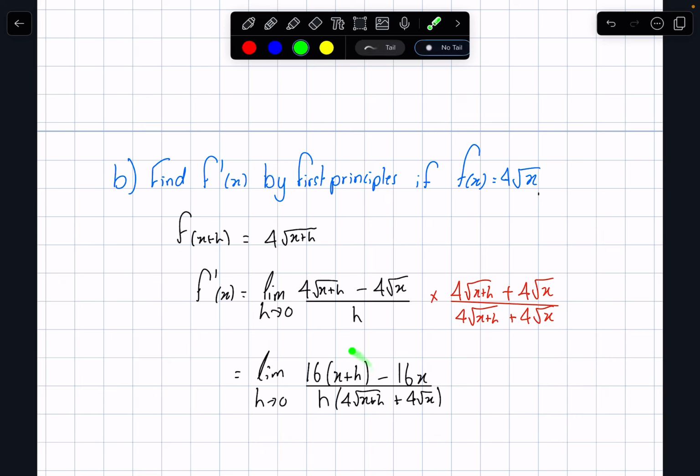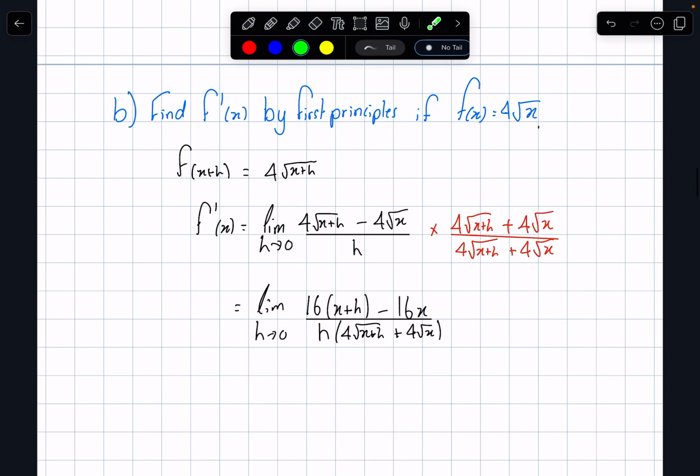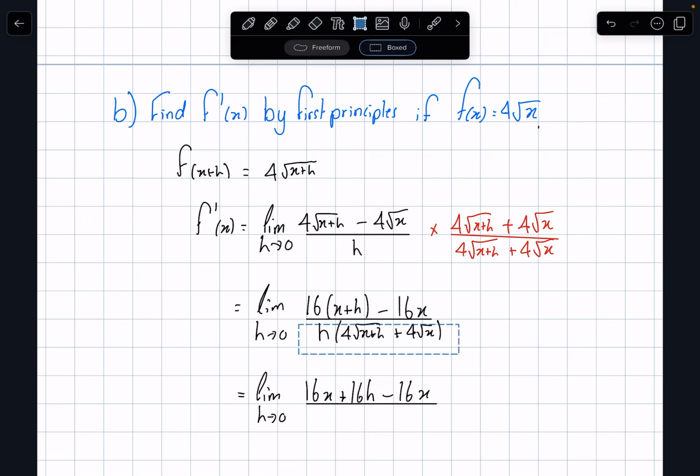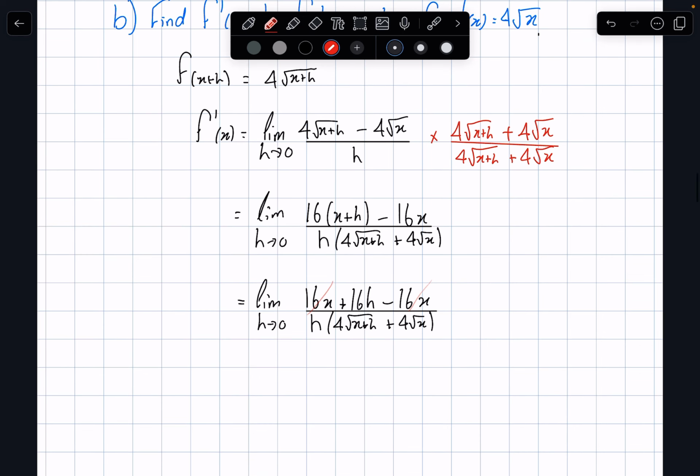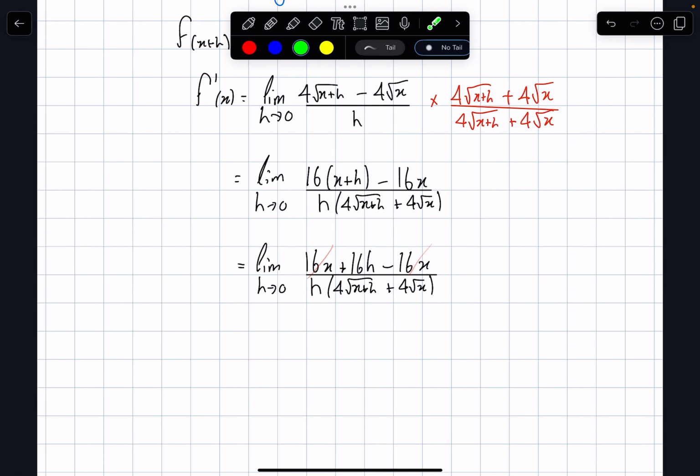Now, I've got a bracket in this top line that I can expand out. So that will become 16x plus 16h. So the limit as h tends to 0 of 16x plus 16h minus 16x all over the same bottom. I'm going to duplicate that just to save a bit of time. So the bottom did not change. So again, we see a little cancellation. We can do 16x minus 16x. And we can also see I have now left over factors of h. So I can also cancel those out to be 1.